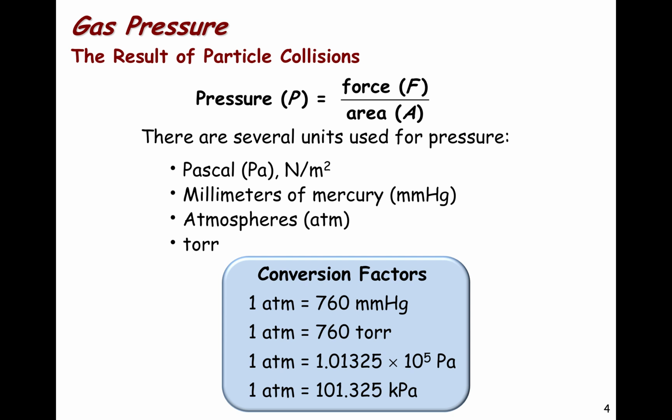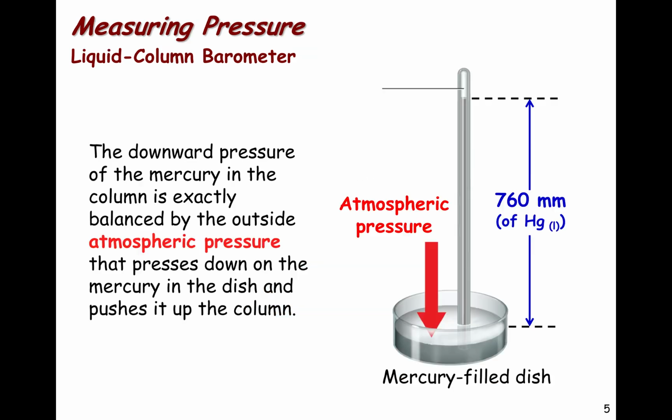It turns out that also the millimeter of mercury is given the symbol of torr, which is named after an Italian scientist. His name is Torricelli, and so 1 millimeter of mercury is also a torr. And then we have the relationship that 1 atmosphere is also 1.01 times 10 to the 5th pascals. Or if we convert those into kilopascals, 1 atmosphere is 101.3 kilopascals.